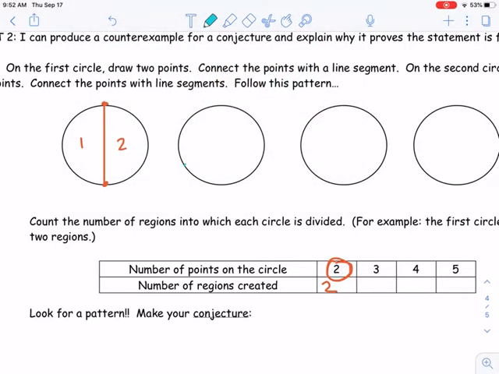Now we're going to do 3 dots. And when I make these dots, it's not going to be perfect, but we want to try hard to make them equidistant. That means equal distances. So 3 dots, I'm going to connect them all. 1, 2, 3, 4. So 3 gets us 4.